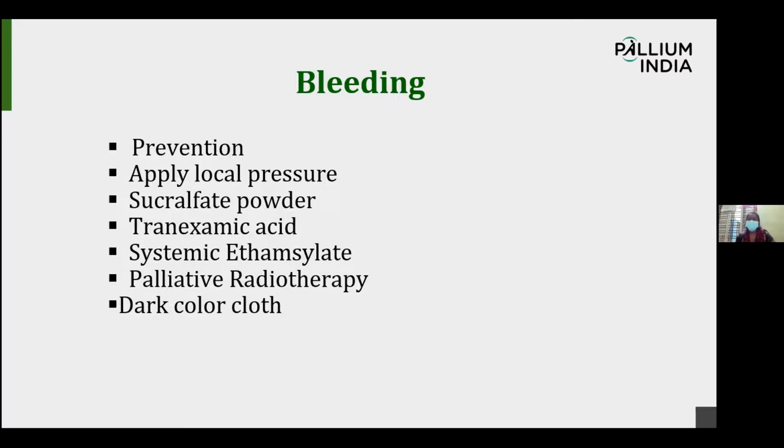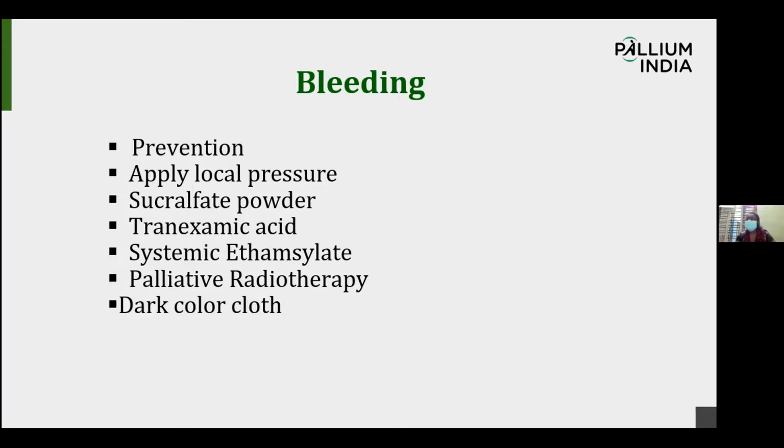So all these things will help to reduce the size of the tumor, and the patient may be saved for a few months. So that will help to reduce the tumor size.